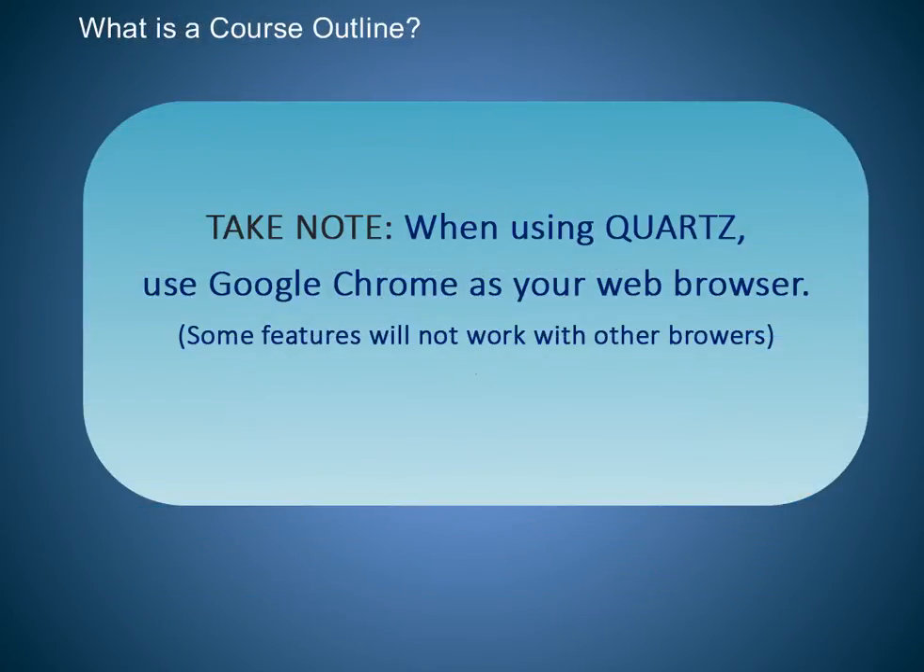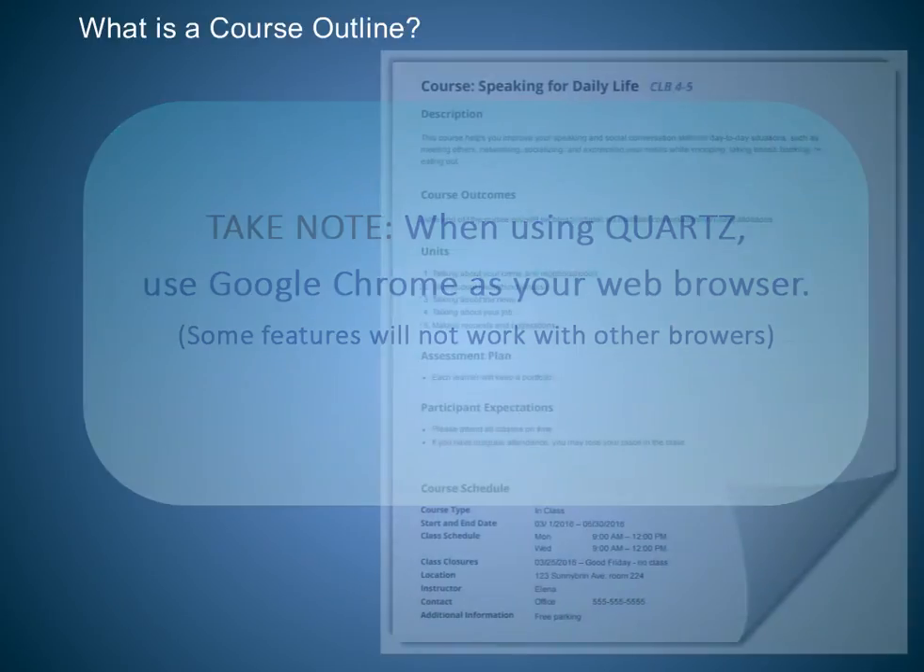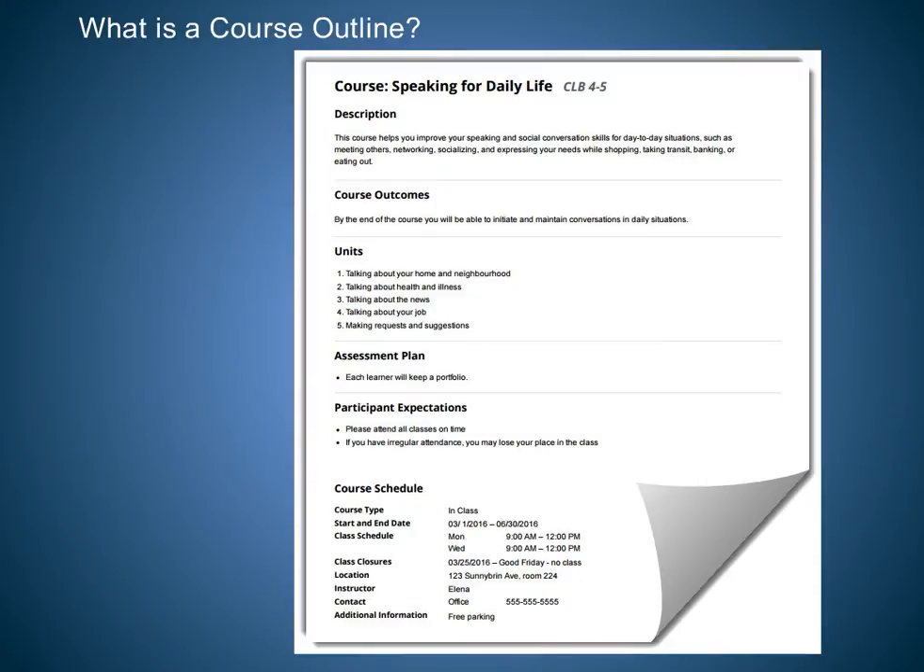This video demonstrates how to use the Course Outline Builder to create a course outline to share with learners. A course outline includes basic information about a course, such as the title, level, description, course units, maybe information about assessment and participation, and details about the schedule. Typically, it's given to learners at the beginning of a course.